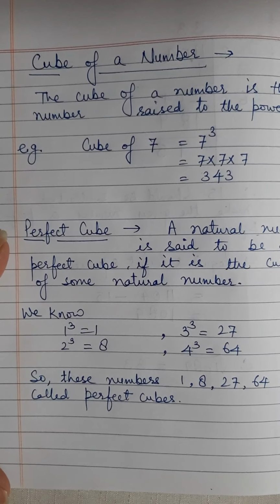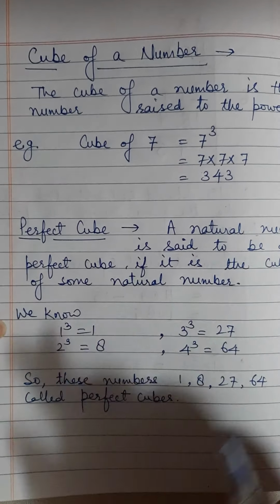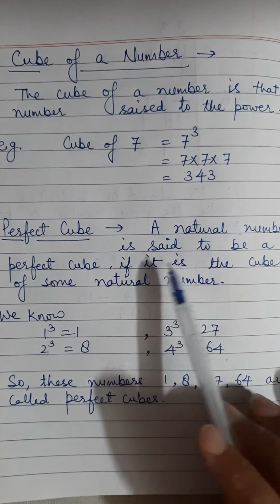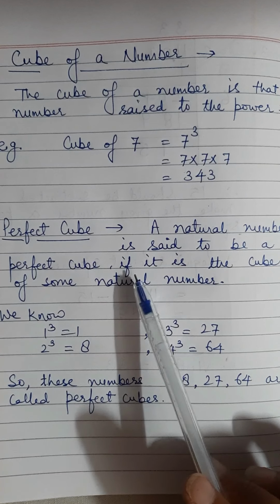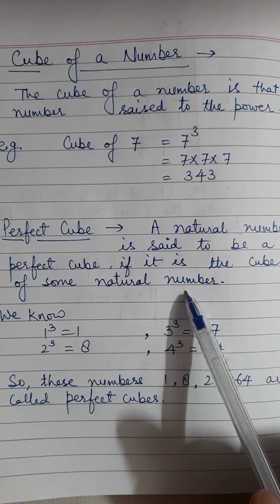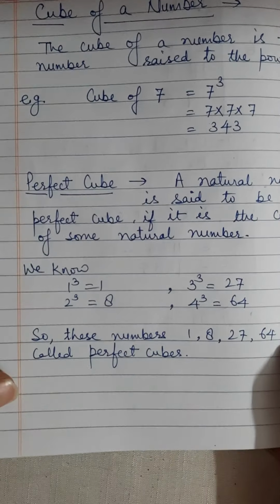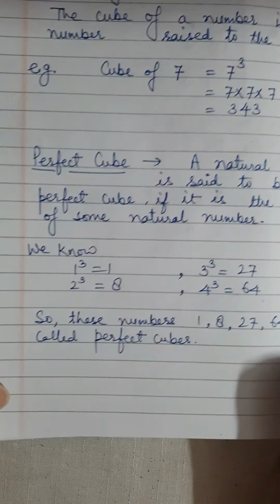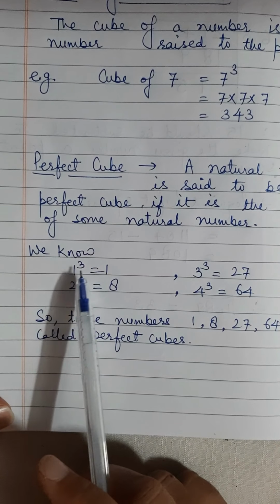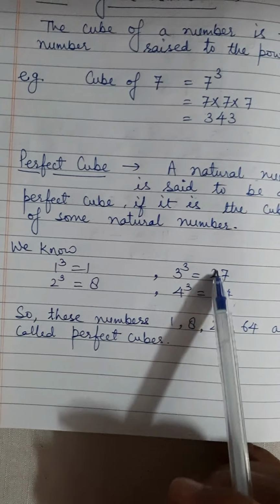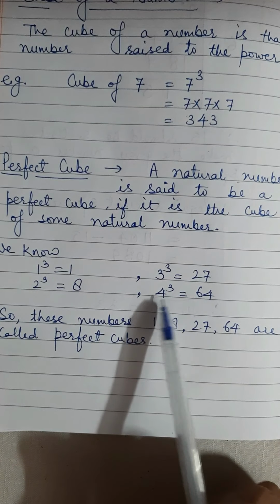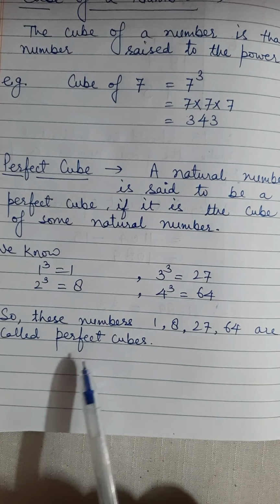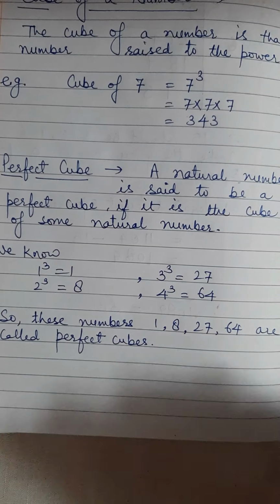Now the next term we have to study in this part of the chapter is perfect cube. So what are perfect cubes? You can say a natural number is said to be a perfect cube if it is the cube of some natural number, right? To understand the perfect cube, let's take some examples. We know that the cube of 1 is 1, cube of 2 is 8, cube of 3 is 27, cube of 4 is 64. So these numbers 1, 8, 27 and 64, they are called the perfect cubes, right?